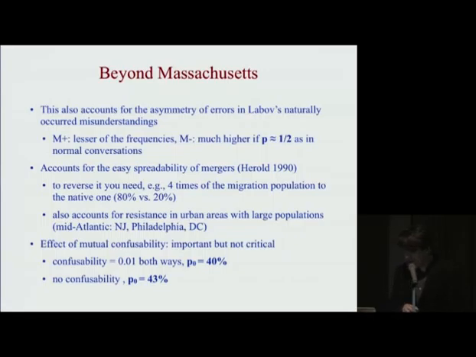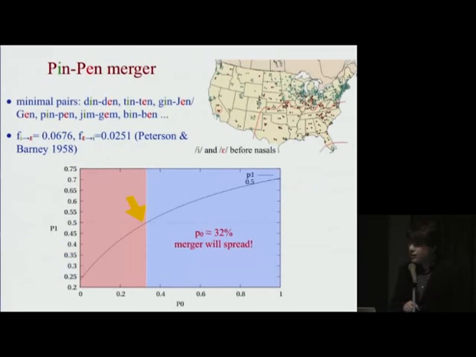And finally, even the mutual confusability of the vowels is not hugely important, because, again, if you have a merger system, you only fail when you encounter the least frequent of the minimal pairs. Okay, so here's a case we can look at in the South, where there's a well-known variation in Southern American English known as the pin-pen merger. So the two vowels are now in the South no longer distinct. This only happens in front of nasals. Okay, so we have the same dynamics. We do the same calculation, but using a different set of words, different frequencies, and also different measures of vowel confusability. And we get about 32% of speakers that have the merger would trigger this change.